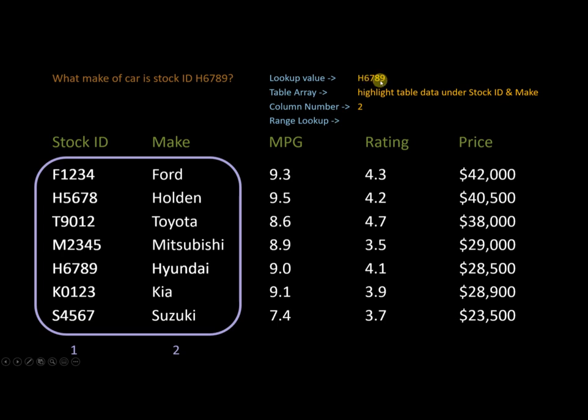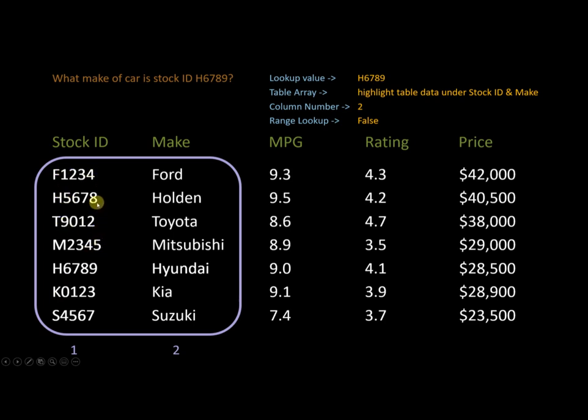So we want an exact match for this lookup value. Whenever the lookup value has some kind of letter in it, like Ford or Holden, that's letters, so immediately we would put in false. Here all the stock IDs start with a letter, so they would immediately be false because we want to match exactly what we're looking for.